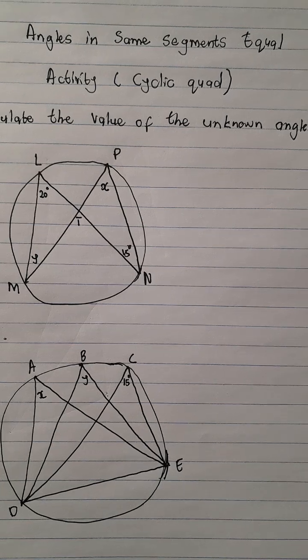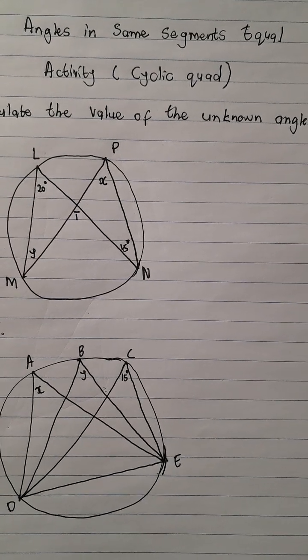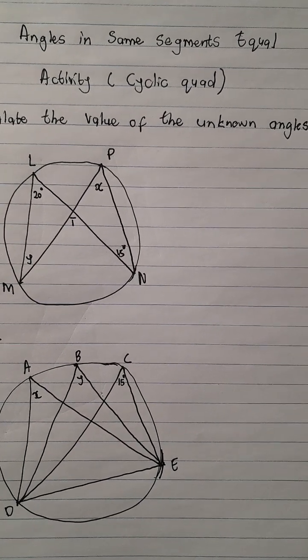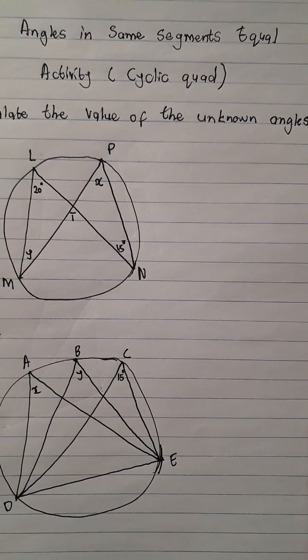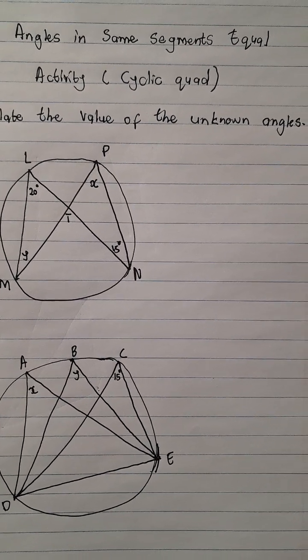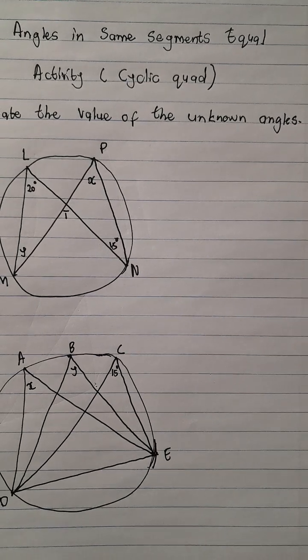For Y, we can see that at angle M we have Y. At angle N we have 15 degrees. It's 15 degrees, right? So without wasting time, guys, I want you to remember this.